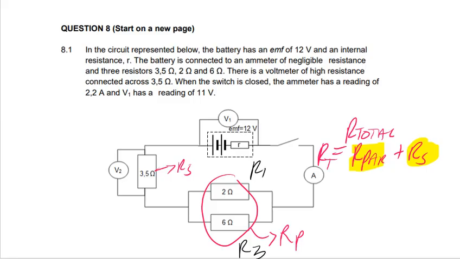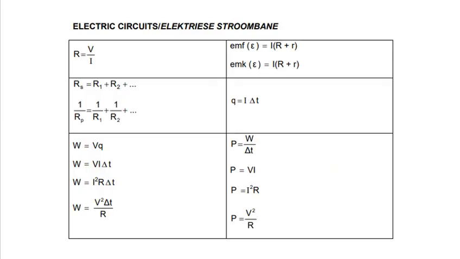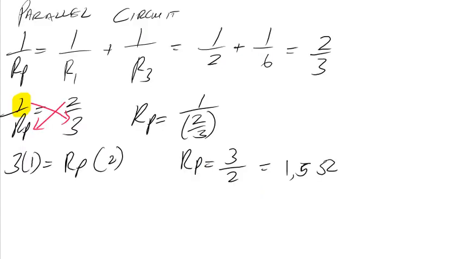Then let's move to the next question. In case you forget the formulas, this is where you find them. If you go to the formula sheet, you will see 1 over Rp, then the series one is Rs. In case you forget them, you just go to the formula sheet. Your question paper will have the formula sheet. Okay, so let's do the next question.